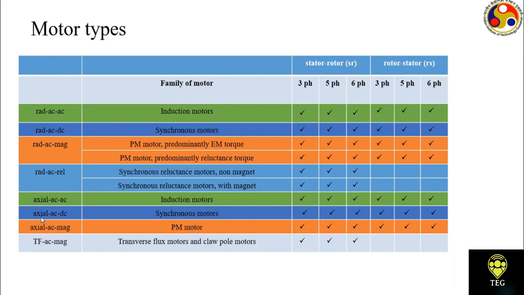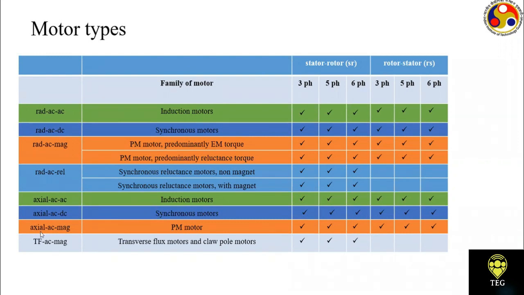Similarly, you can have axial direction of the flux, you can have AC excitation on the stator, and then you can have DC excitation on the rotor. So we will call them axial flux synchronous machines. It is possible to have inner rotor configuration as well as outer rotor configuration, and one can have 3, 5 and 6 phases for the inner rotor as well as for the outer rotor.